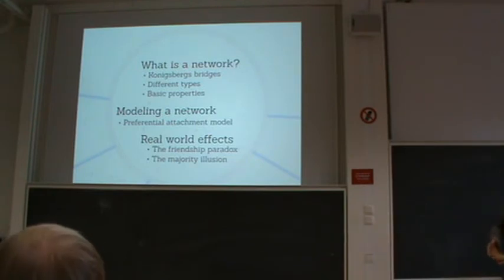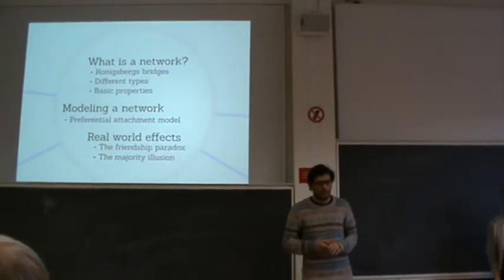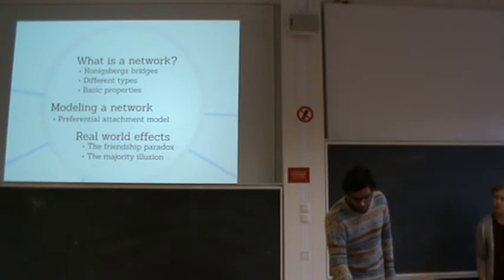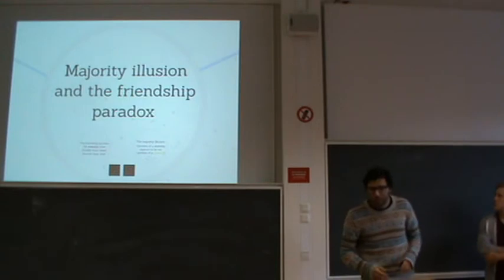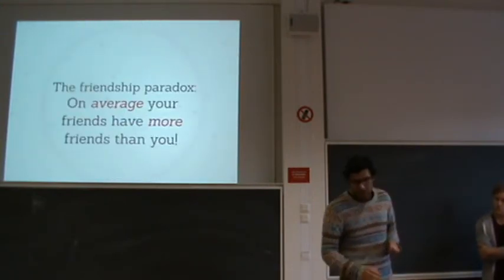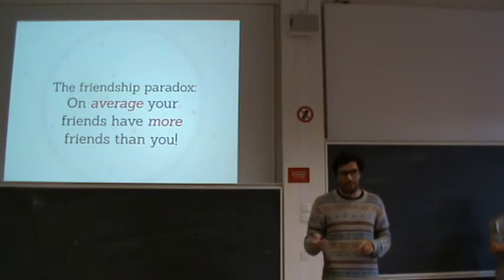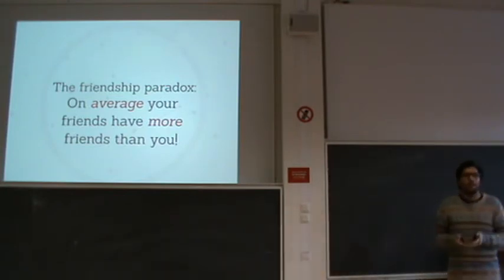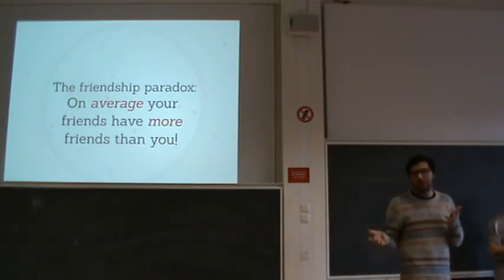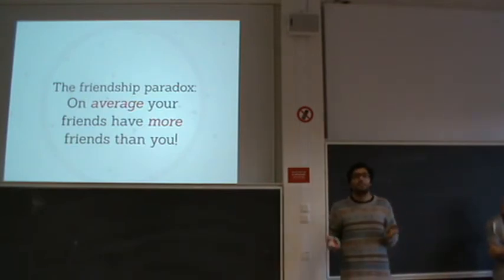So, now we have covered the first two sections, a little bit about the general properties of networks and how we can model a network. So now we are coming to some of the real-world effects and phenomena that can maybe be understood with the help of these models. So we'll talk mainly about the majority illusion and the friendship paradox. The friendship paradox basically says that most people, on average, have fewer friends than their friends have. And this is something that arises from the fact of scale-free networks. Some of the nodes have a lot of connections and some less. For some people this is intuitive, for some it's not that intuitive, but this is something that arises from the scale-free properties of networks.